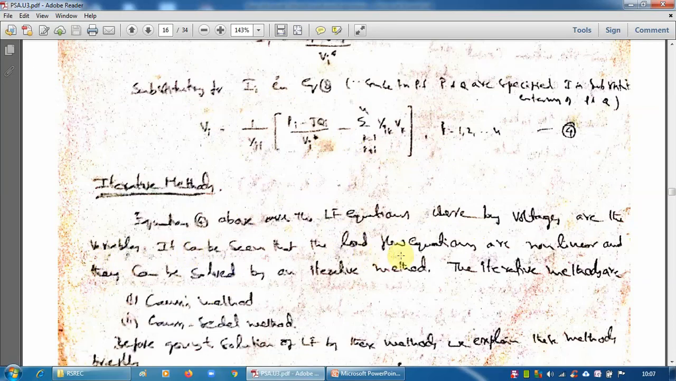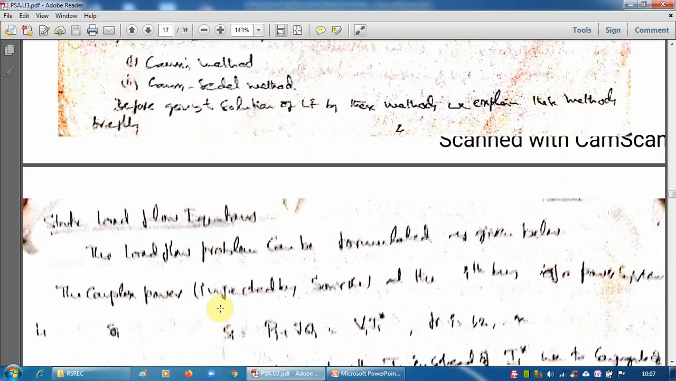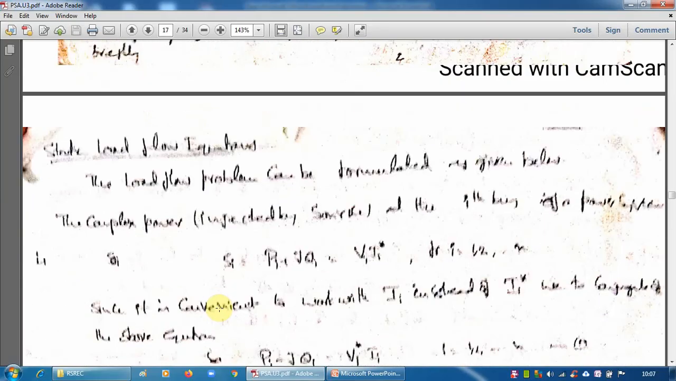It can be seen that the load flow equations are non-linear and they can be solved by iterative methods. The iterative methods are the Gauss method and the Gauss-Seidel method. The Gauss-Seidel method is the advanced version of the Gauss method, so therefore the Gauss-Seidel method is used.